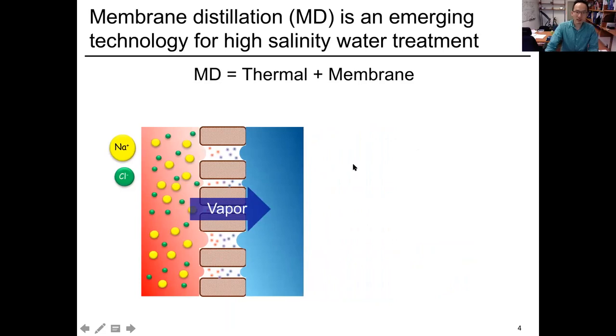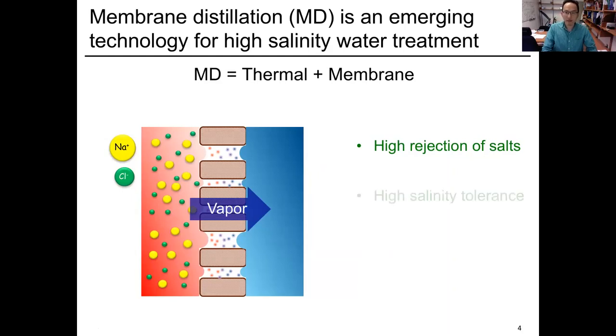And this process has several advantages. First, the salt rejection is very high because this is basically a distillation process. Salt doesn't evaporate, and that's why we can reject salts very effectively. And also the salinity tolerance is very high. So this process can handle much higher salinity wastewater compared to reverse osmosis.